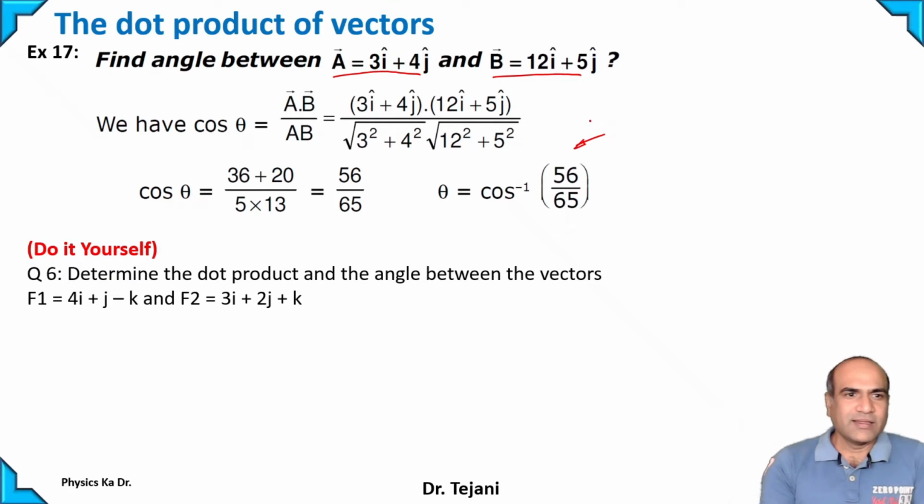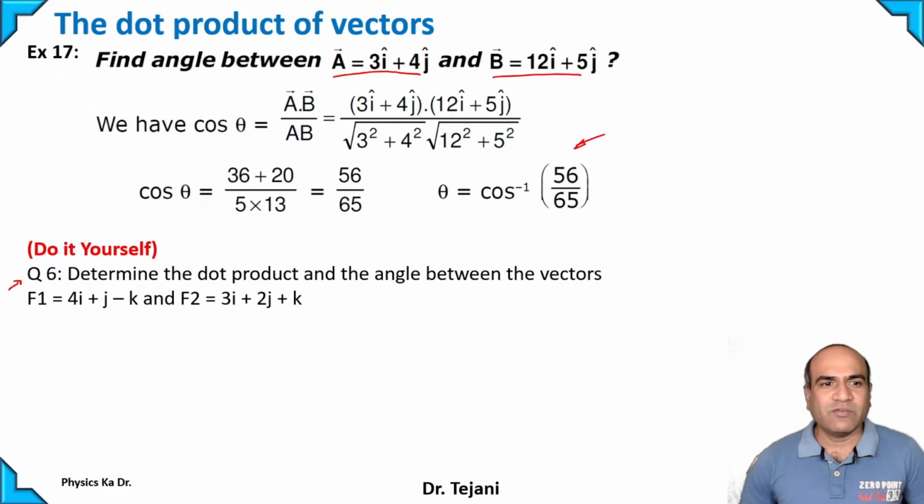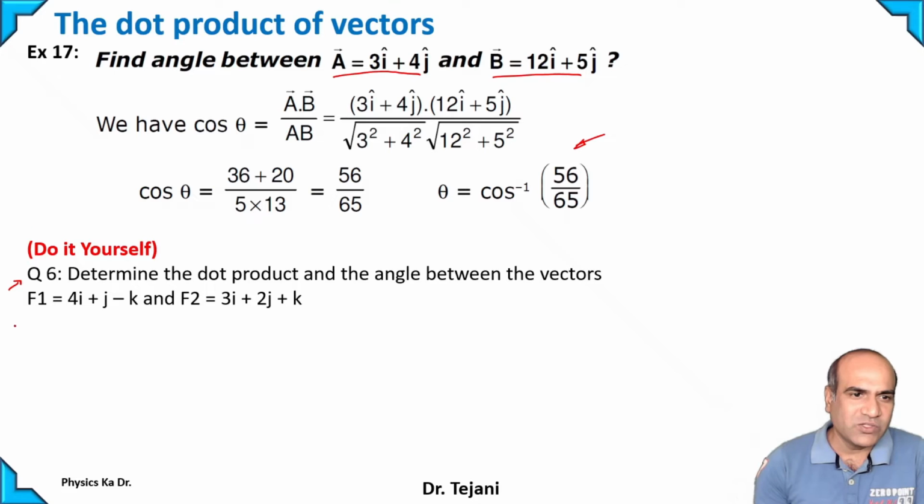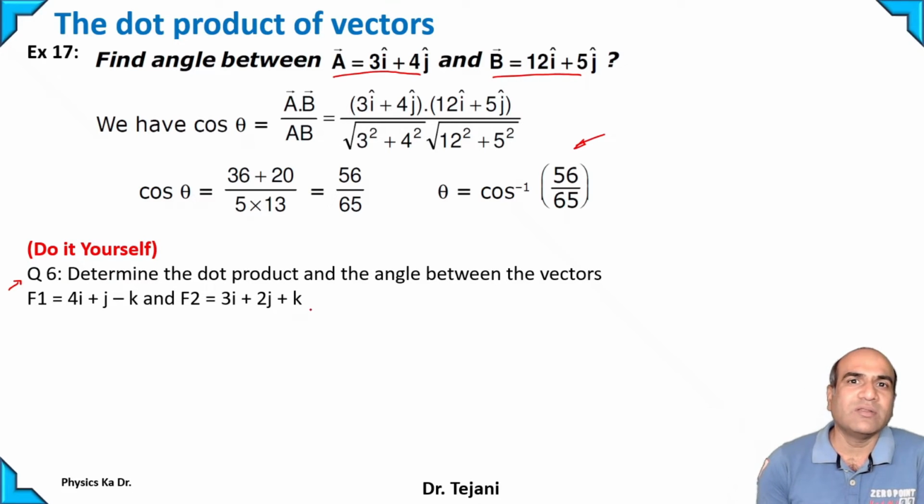And this question number 6, determine the dot product and the angle between the vectors. Two vectors are given, so this is your homework problem. Pause the video, and what I suggest is that you solve these 4 examples now.